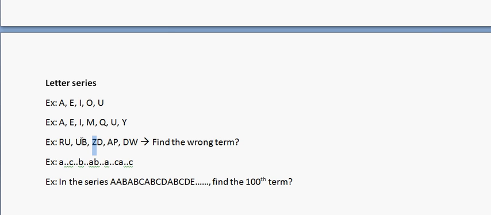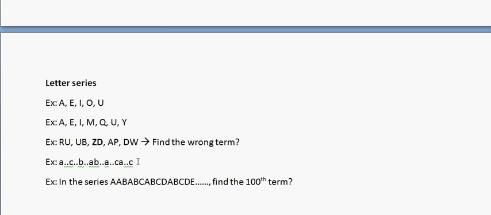So you are adding 7, B, C, D, E, F, G, H, I. If it is I, let's see, then it has to be P, right? I, J, K, L, M, N, O, P, right? So this seems to be the wrong term. It has to be XI. So this one is the wrong term.